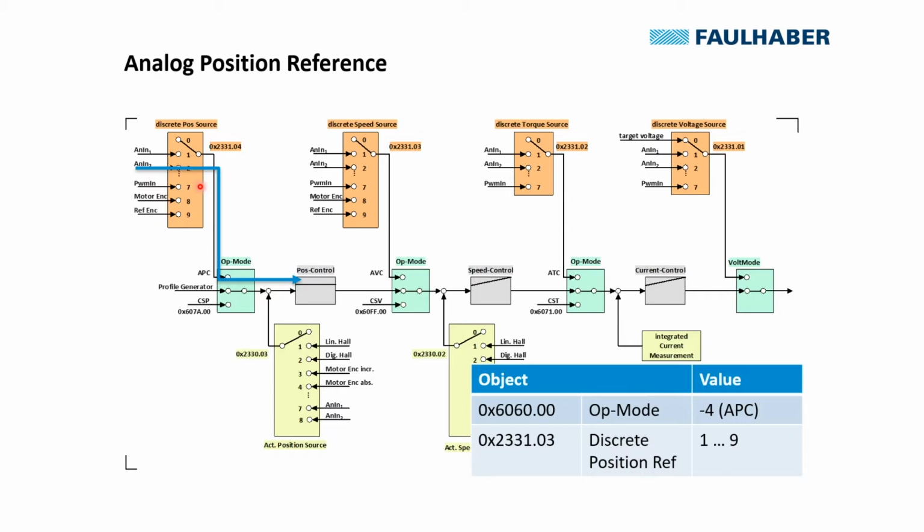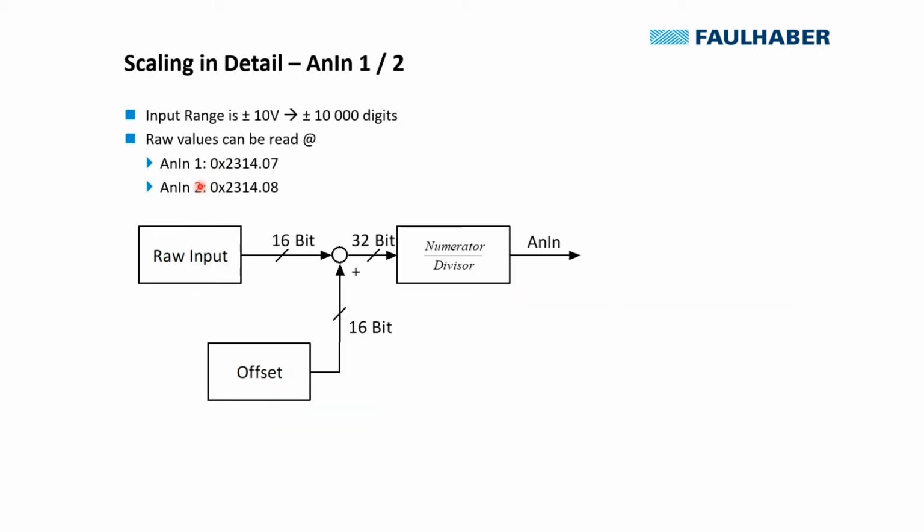Now, about the scaling of these analog inputs. The raw input range is the full range of plus minus 10 volts, and this is represented by plus minus 10,000 digits within the control loop. So here the representation of minus 10 volt would be minus 10,000. A value of 0, of course, ends up with a raw value of 0, and plus 5 volt gives plus 5,000. I think that's quite obvious.